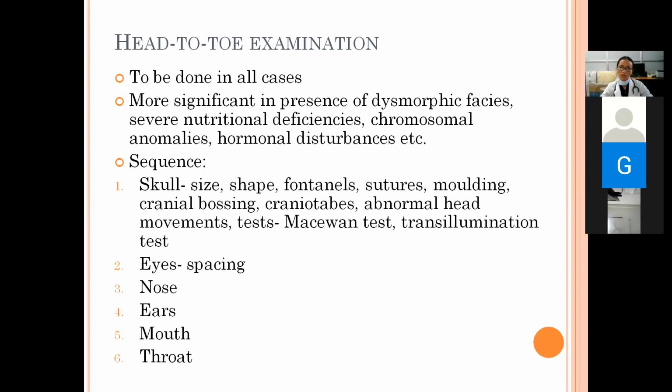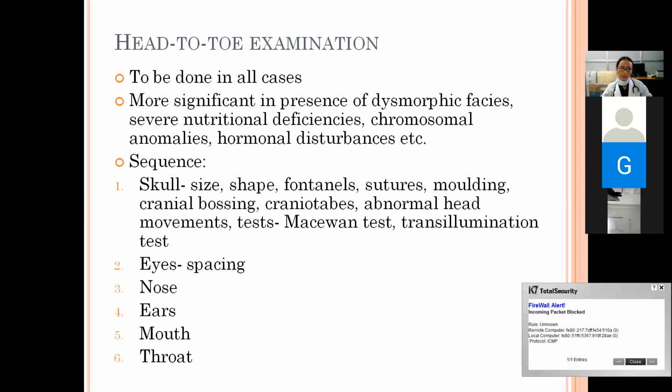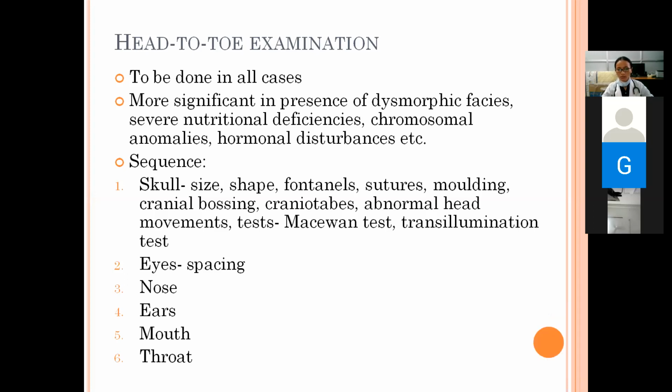So craniotabes and abnormal head movements, like titubation, a side-to-side movement of the head. Those abnormal head movements you can see, and there are some tests that you can perform on the skull at this stage of examination, like the Macewen test and the trans-illumination test. The Macewen test is done by percussing on the skull and listening closely. There is a cracked-pot sound, and if it is present, it is abnormal. This is a positive Macewen test.